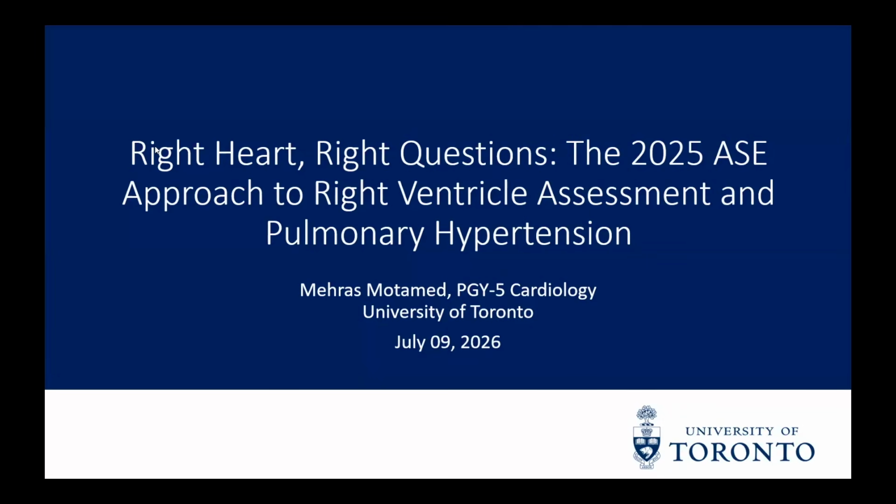I'm one of the PGY 5 cardiology residents here in Toronto, and I'll be reviewing these 2025 guidelines. And these replace the 2010 guidelines, so it's a big update over 15 years of new data. And rather than going page by page, I've distilled it down to what I think are the most important parts and what may actually change how we acquire, interpret, and report the right heart on echo.